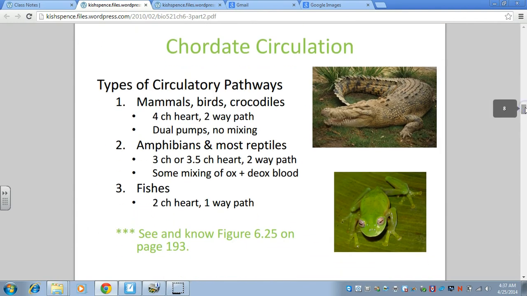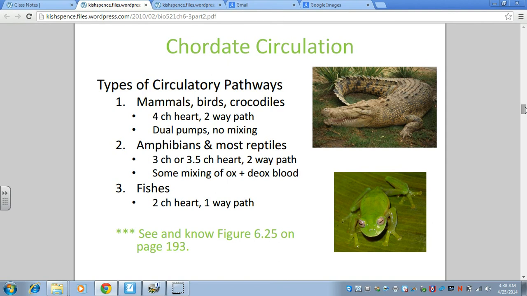In terms of circulation, we're also going to look in general. We're not going to look at specific blood vessels and things like that for this particular chapter, but we will look at them in terms of how many chambers they have in their heart, and if it's a one-way path or a two-way path, and if there's any mixing of blood.